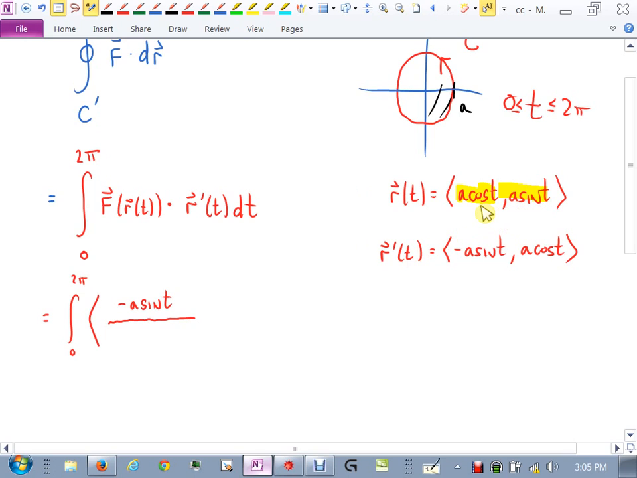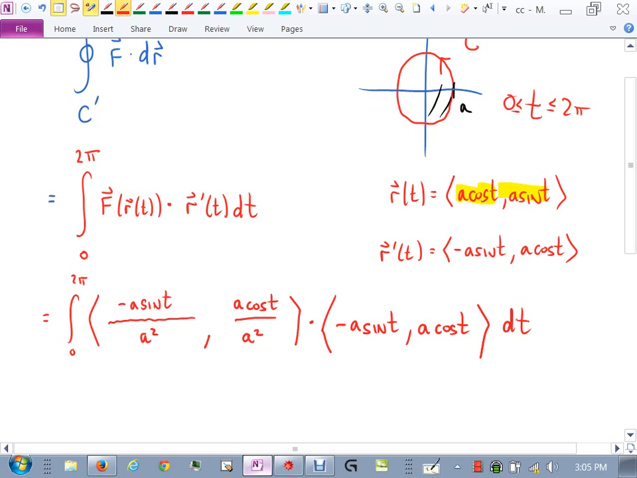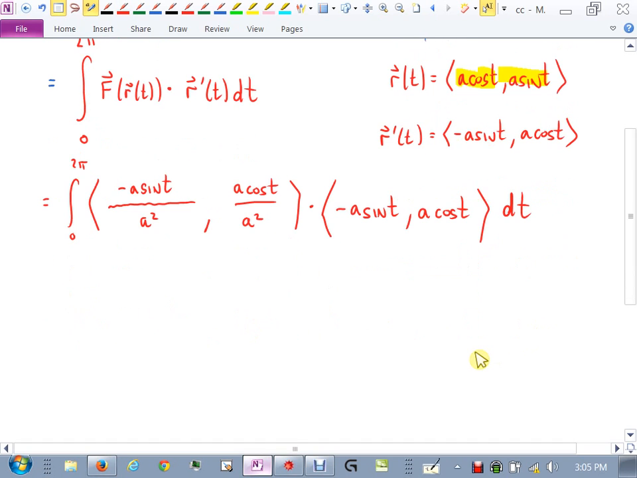What's x squared plus y squared? A squared? And then on this one will be x over a squared, so x is a cosine t over a squared, and then we're going to dot that with negative a sine t, a cosine t, dt, which is integral 0 to pi.